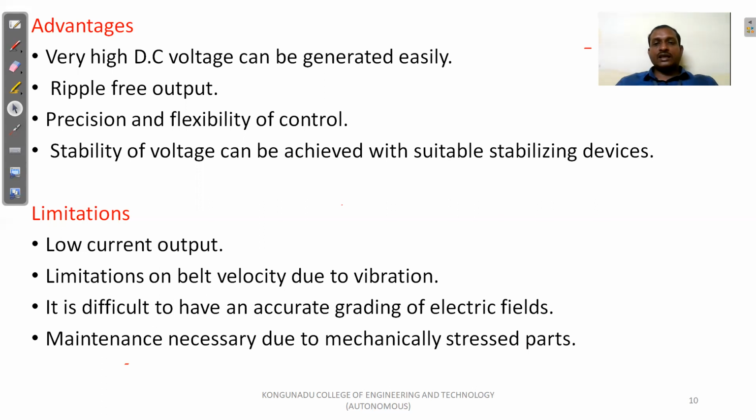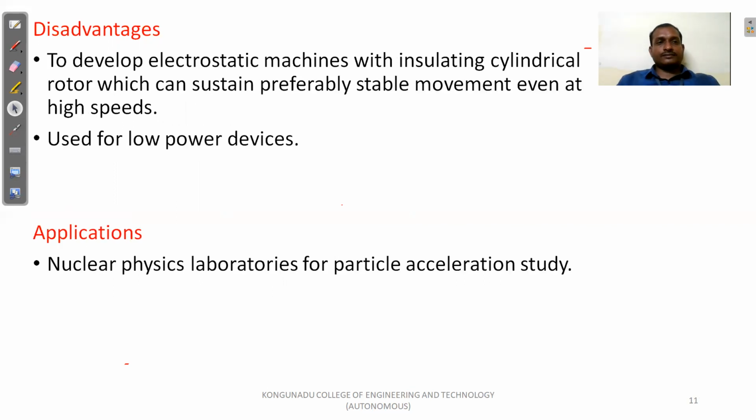Maintenance is necessary due to mechanically stressed parts, since we are using a mechanical pulley belt arrangement. Another disadvantage is that developing electrostatic machines with an insulating cylindrical rotor that can sustain stable movement even at high speeds is somewhat difficult. The movement of the belt should be stable at high speeds. It is only used for low power devices.